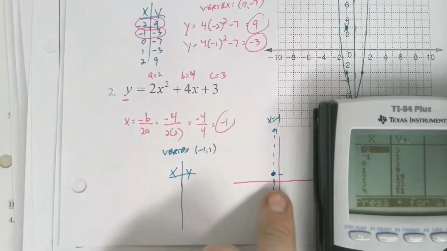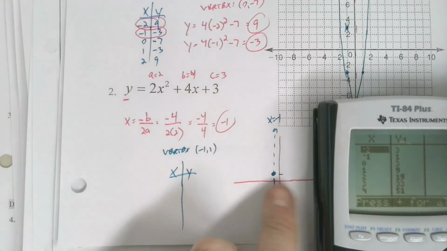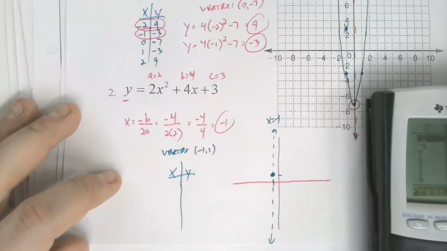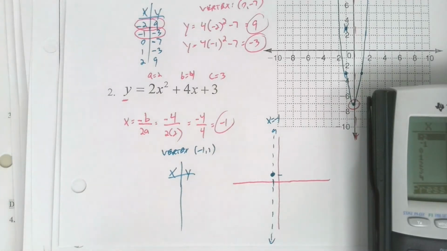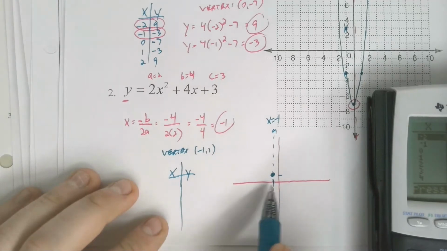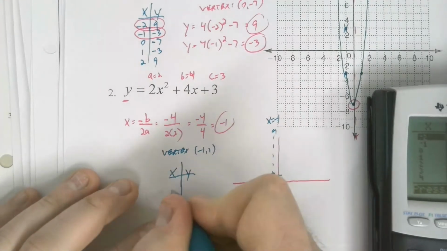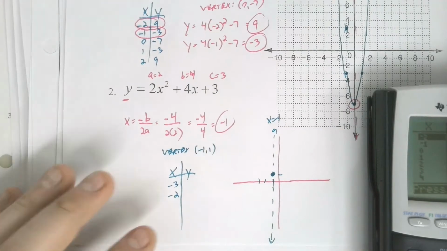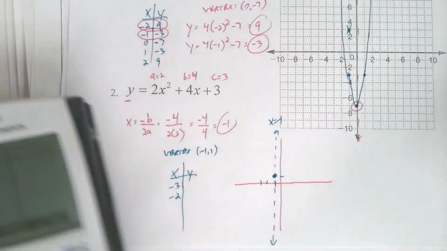Now another smart thing to do when you plot your graph is to pick a few points left and right of the axis of symmetry. We want to stick with the Fab 5, but I always tell students 2 points left and 2 points right of the axis of symmetry is pretty consistent. So I would choose -2 and -3, two x values left of the axis of symmetry.